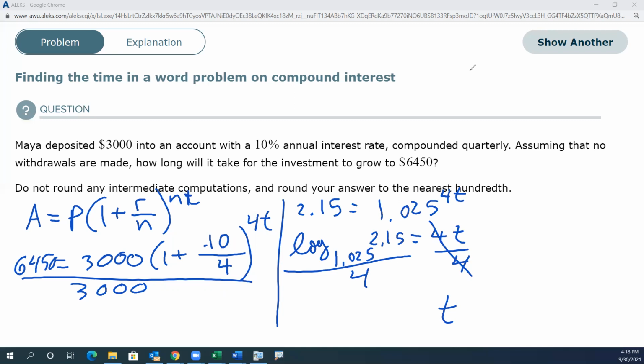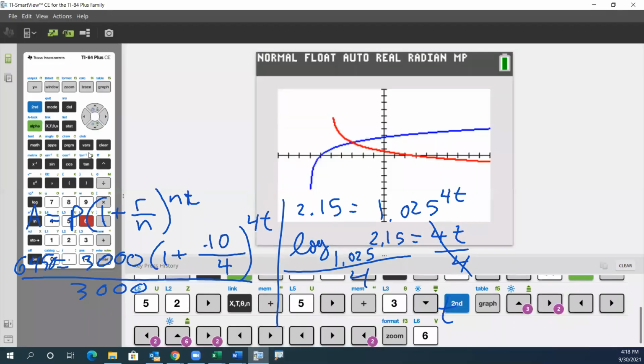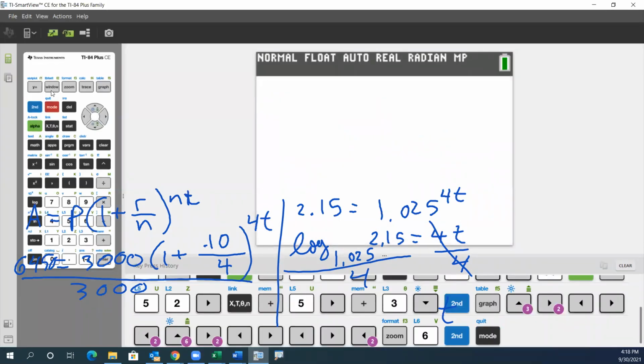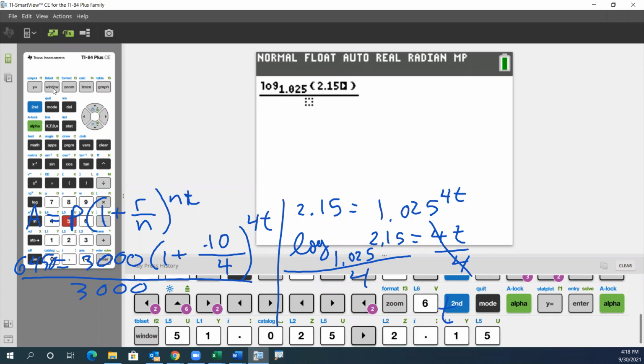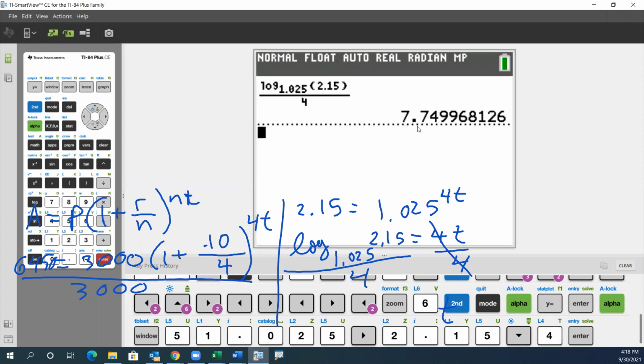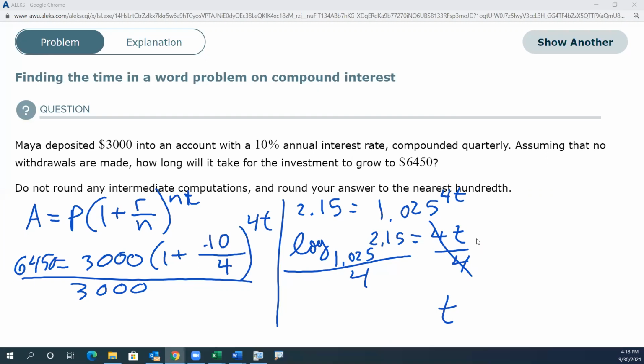So why don't we do this one on the old calculator? Okay, so I'm going to make a big old fancy fraction. And the numerator is going to be alpha window 5, log base 1.025 of 2.15, all of that over 4. And it says about 7 and 3/4 years, 7 years, 9 months. Okay, and this said nearest hundredths. Yeah, so 7.75 years.